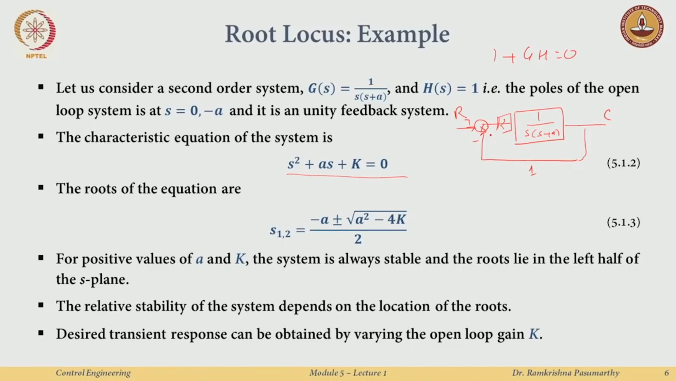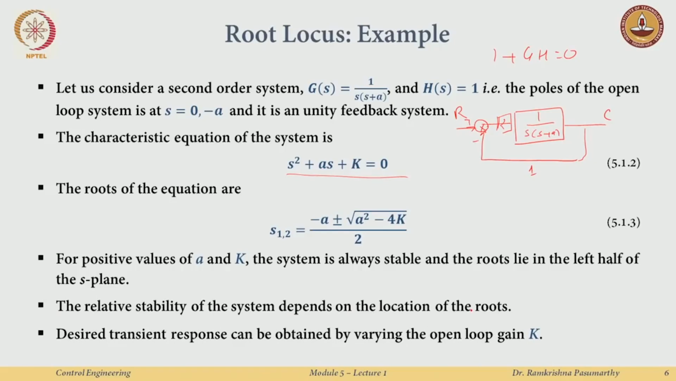The roots of this second order equation are minus a plus or minus the square root of a squared minus 4k, over 2. Let us analyze how these roots change; there are two parameters here, a changes and k changes. For positive values of a, when a is greater than 0, minus a is always less than 0. Additionally, if k is also greater than 0, the system is always stable, and the roots always lie in the left half plane. The relative stability now depends on the location of the roots.